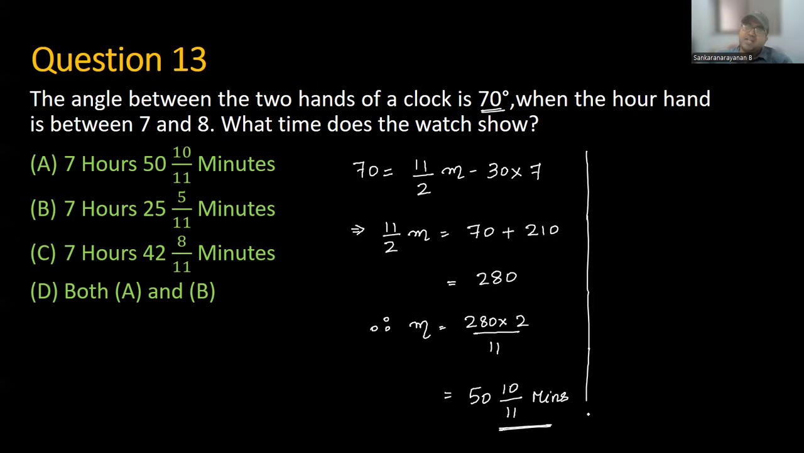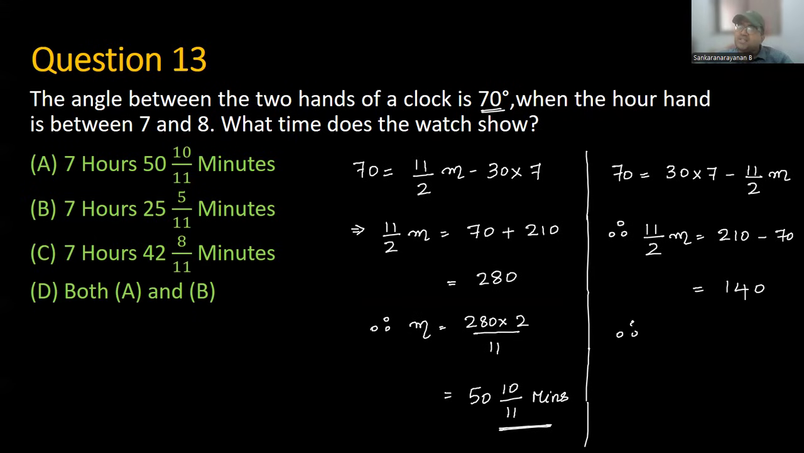So for that, I'm going to consider 70 equals 30 into 7 minus 11 by 2m. Like I said, mod of A minus B, when you remove the mod, is A minus B or it could be B minus A. So I am considering 30h minus 11 by 2m, so 30 into 7 minus 11 by 2m. From this, I can see that 11 by 2m will be coming as 30 into 7, that is 210, minus 70, and that is nothing but 140.